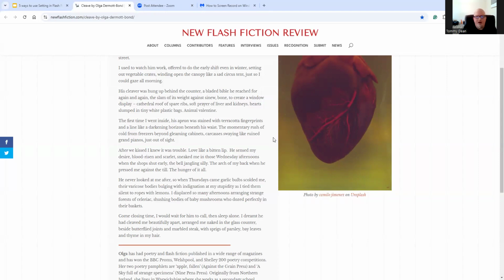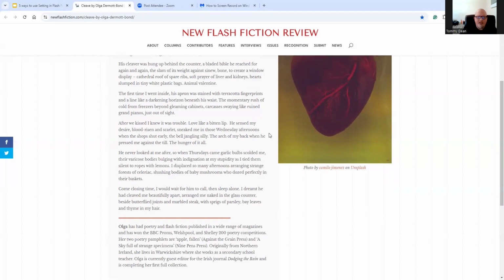And I love that paragraph, the way that it stretches the metaphor. We have Bible, we have cathedral, we have prayer. All of those are religious words that have been adapted or added to this action of butchering, and how that gives the words a different tint in this context.